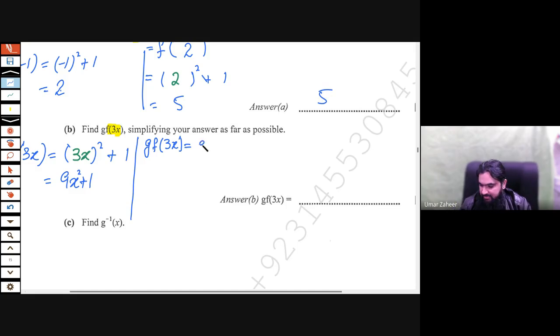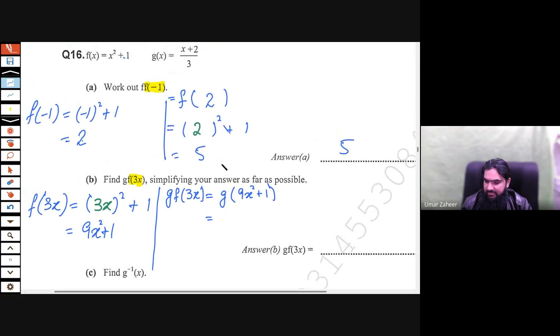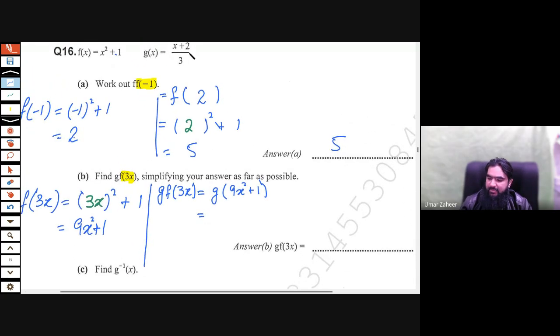Now g as it is, f of 3x is 9x square plus 1. Now apply the g function. The g function is x plus 2 divided by 3. This is the structure of g function. Now substitute the value of x, that is 9x square plus 1.